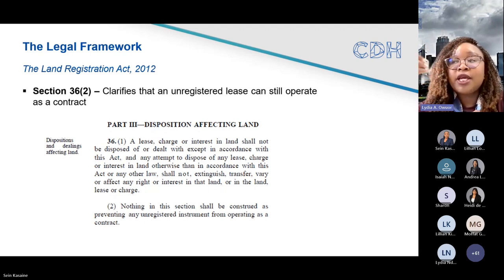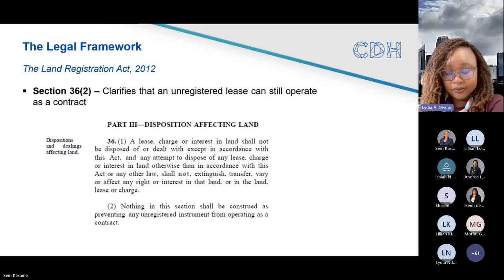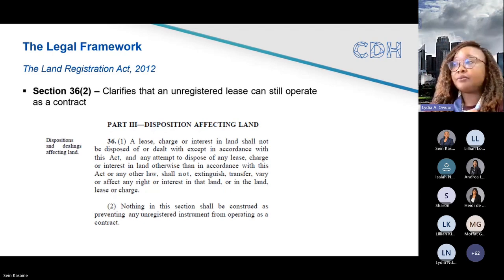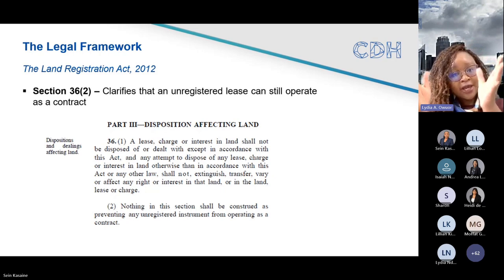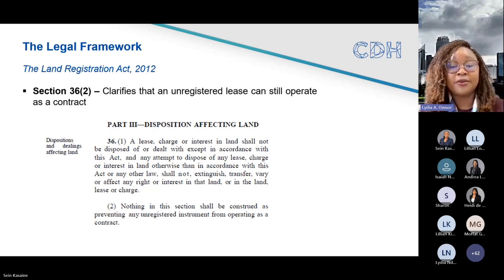Now, why I'm saying people take a lot of comfort in this is because I am aware of many lease arrangements where parties stop at the exchange of contracts. So they negotiate heavily, they sign the contracts, and then they exchange and leave it at that, right? At that point, they're in a contractual arrangement. And this section validates that, that would be the operating arrangement between the parties. There's nothing wrong with that, right?